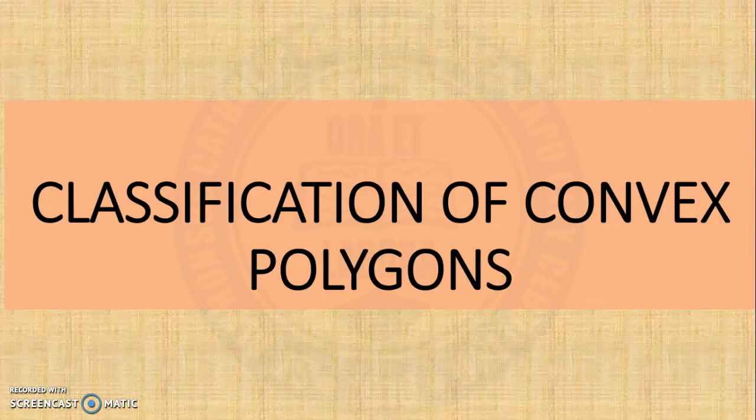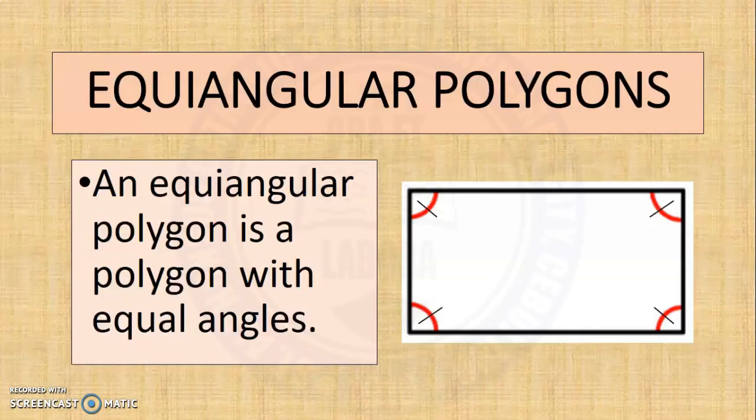Now, let's have the classification of convex polygons. First, we have the equiangular polygon. An equiangular polygon is a polygon with equal angles. The purpose of these tick marks here means that this angle is equal to this angle, and this angle. Or, in other words, all the angles are equal.